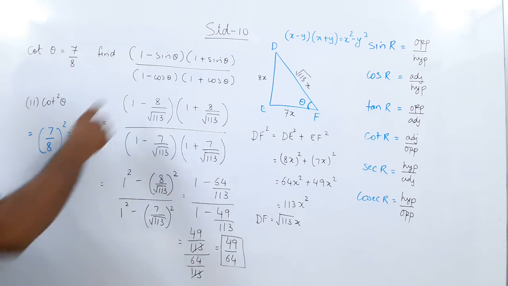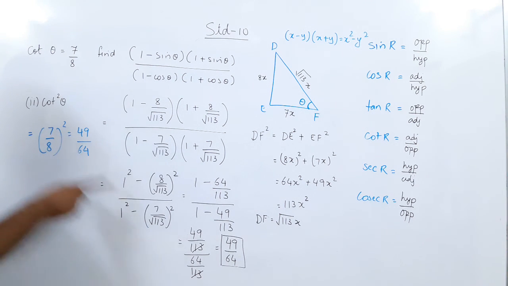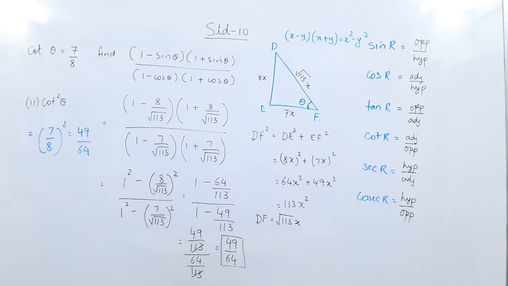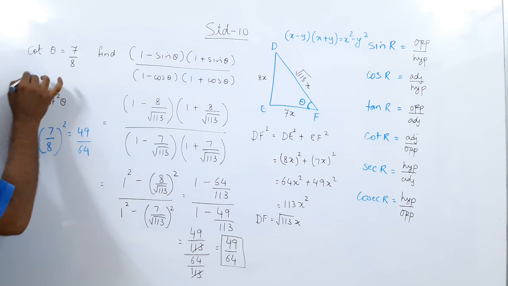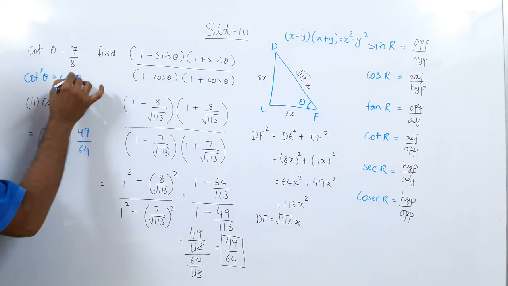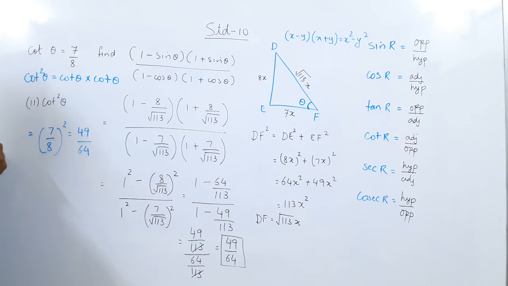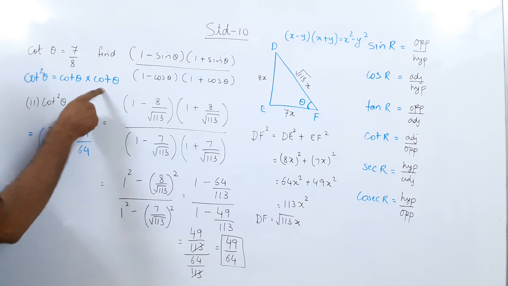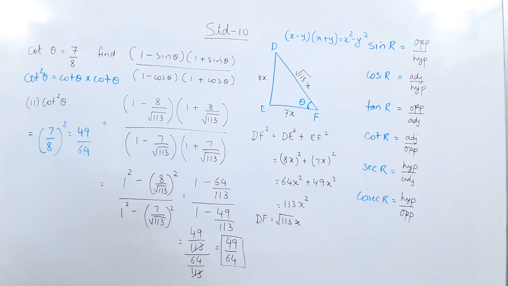So you can see this value and this value are the same. Did you notice? The value of cot is 7 by 8, so cot square is what? Cot into cot. So again, remember, cot square theta is cot theta into cot theta. So cot theta is 7 upon 8 into 7 upon 8. 7 7s are 49, 8 8s are 64. So both the values have come the same. Is it getting clear to you? Find the three sides, put the ratio, get the answer.